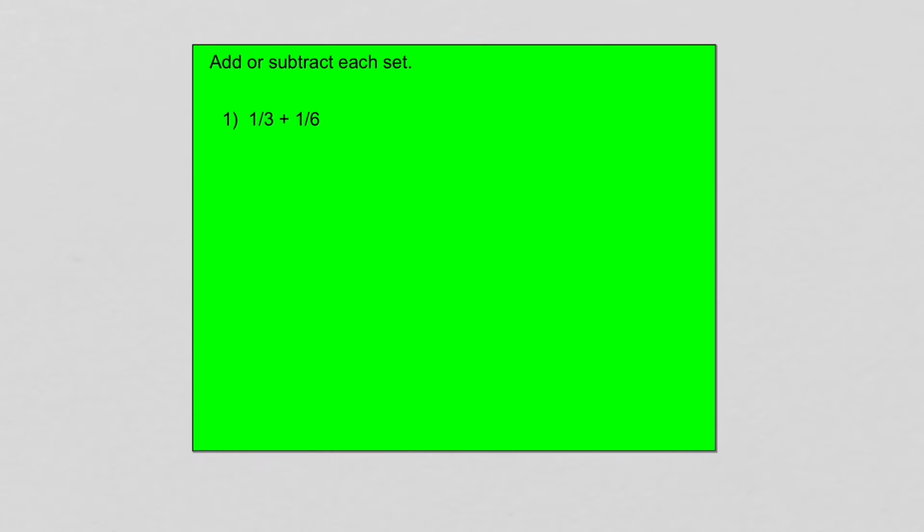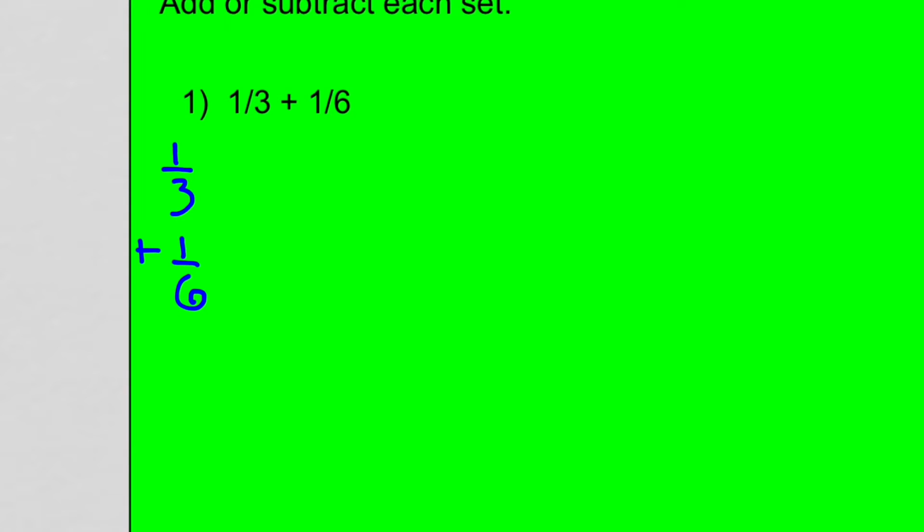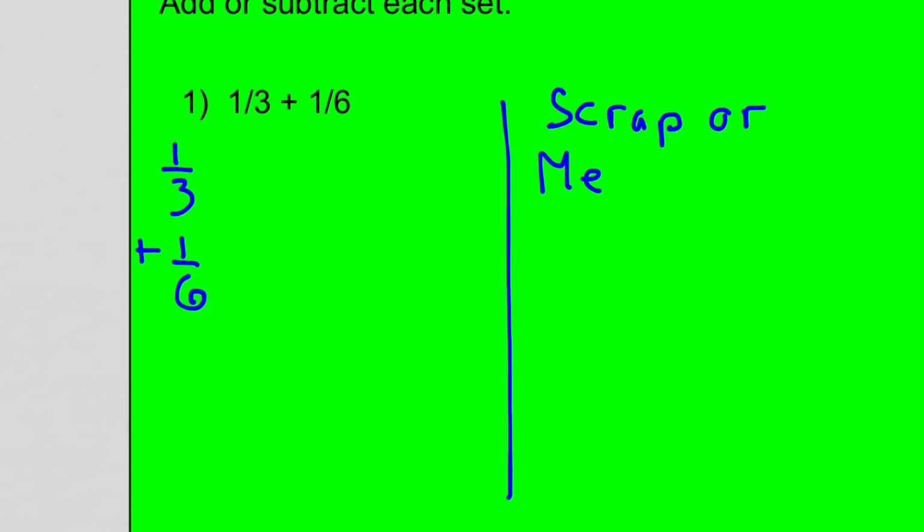I'm going to skip forward to the first question, and it says add or subtract each set. One of the main things we want to do is make sure we write the questions vertically. So I'm going to write this question as 1/3 plus 1/6, but I'm going to write it one fraction below the other. That's really important, and you'll see why later on. The other thing I want the kids to do is have a piece of scrap paper. Some people will not need to do that if you're quick with your mental math. So I'm going to put scrap or mental math.